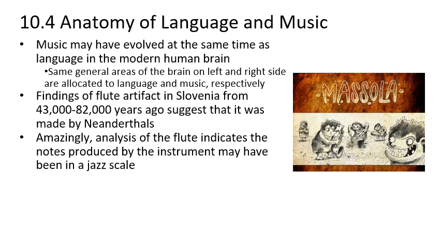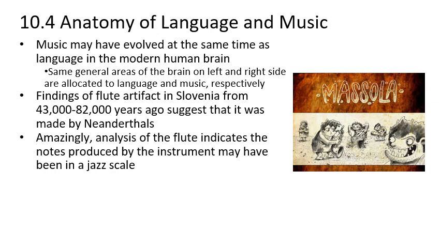Section 4, Anatomy of Language and Music. Music, it's always hard to tell looking retrospectively, but it appears that music may have evolved at the same time as language in the modern human brain. The same general areas of the brain in the left and the right are allocated to language and music, which indicates that these functions may have developed at the same time.